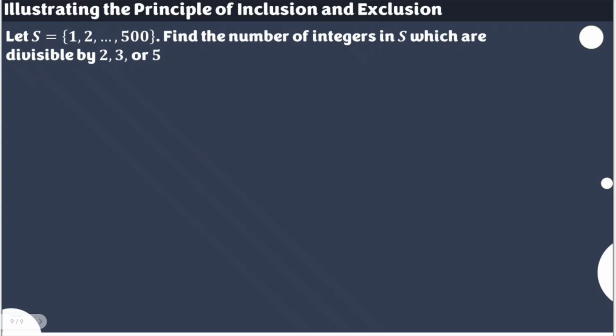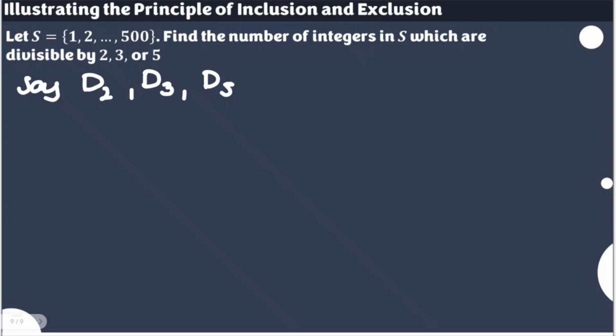So we have here set S, the set containing the natural numbers 1, 2, until 500. Find the number of integers in S which are divisible by 2, 3, or 5. This means that we are looking into the number of integers that are under the union of these three sets. Let's say D sub 2 for numbers divisible by 2, D sub 3 for numbers divisible by 3, and D sub 5 for numbers divisible by 5. I'm just going to use this notation so that we might connect it to our understanding.